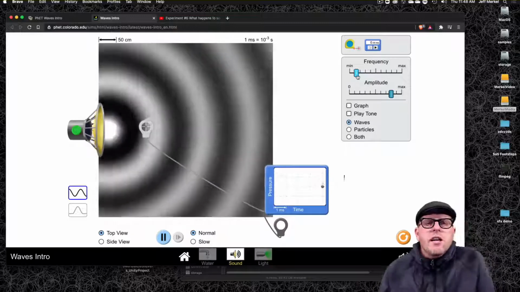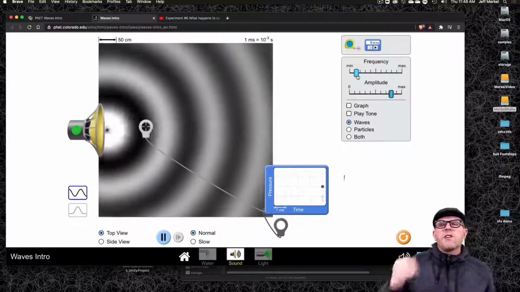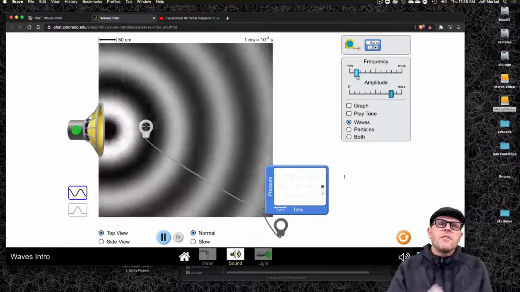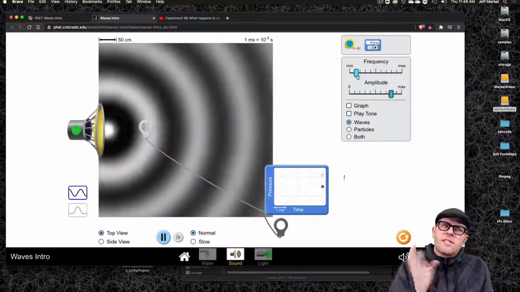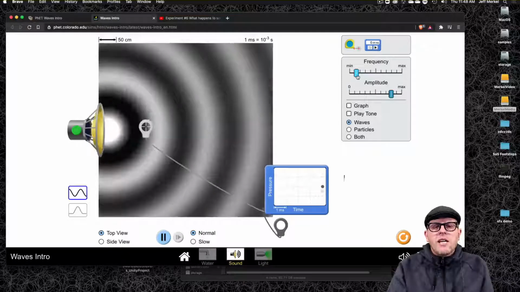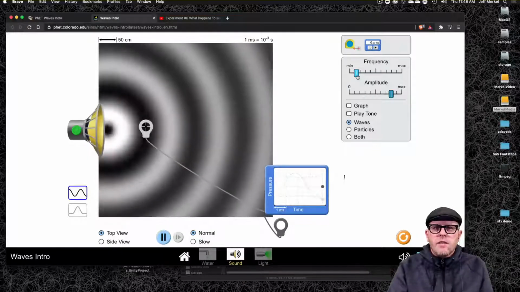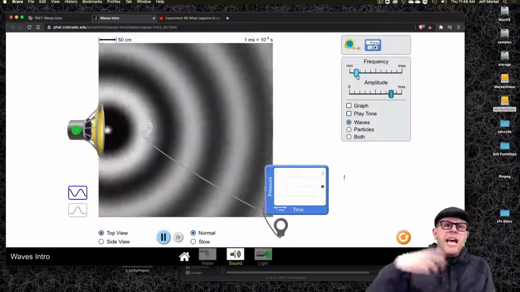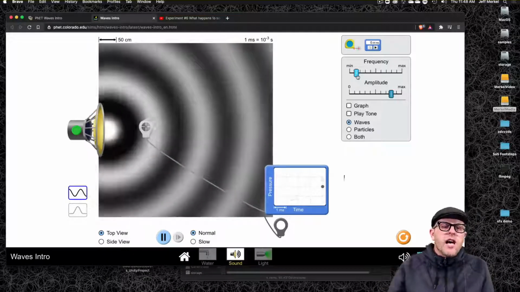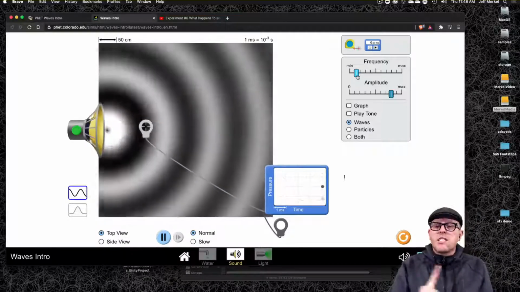The wave velocity is independent of the frequency. Let me say that again. The wave velocity is independent of the frequency. So just like with the mass spring system, I can't change the speed. I can't change the rate at which it travels. I can change the frequency, but it doesn't move any faster.